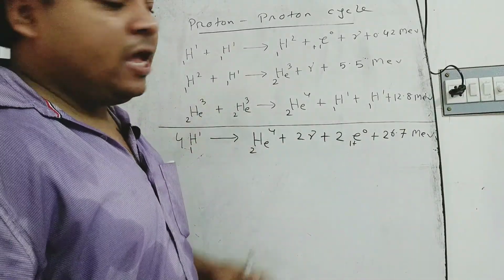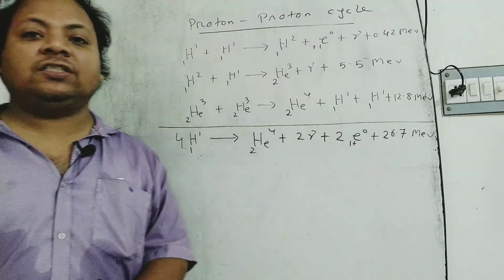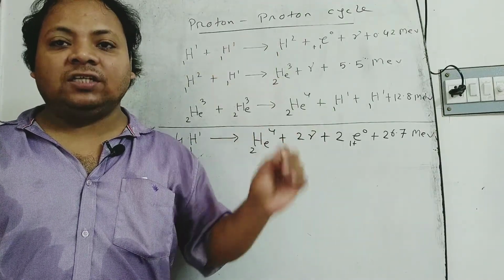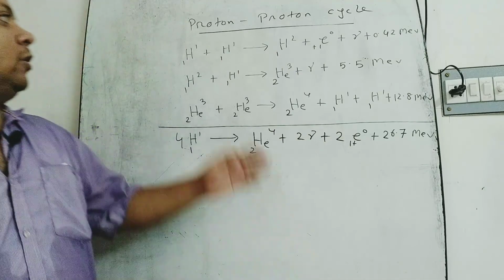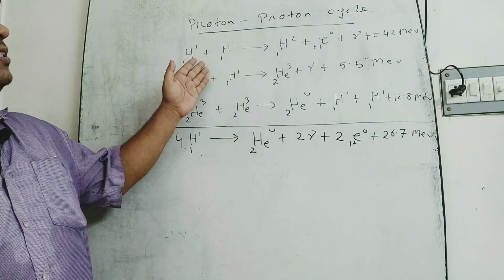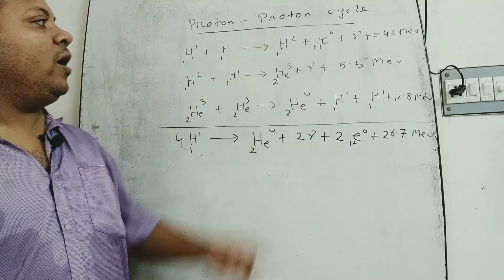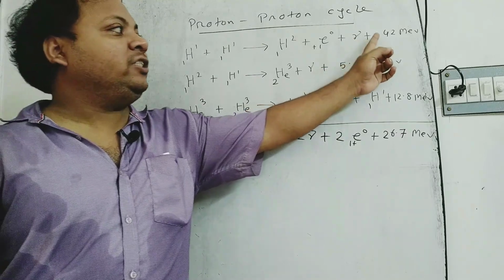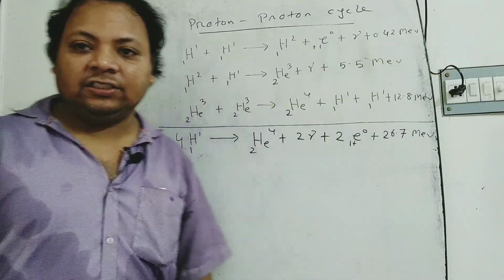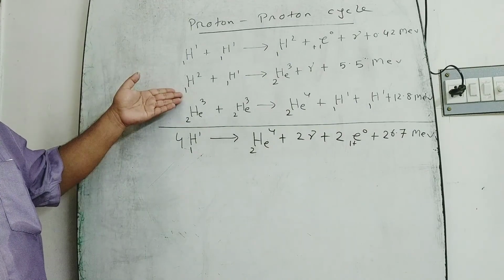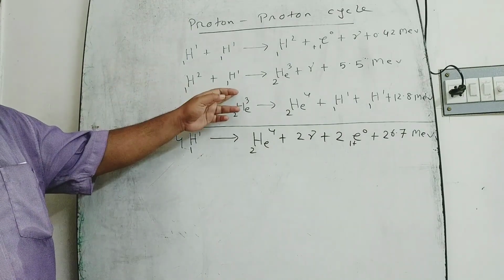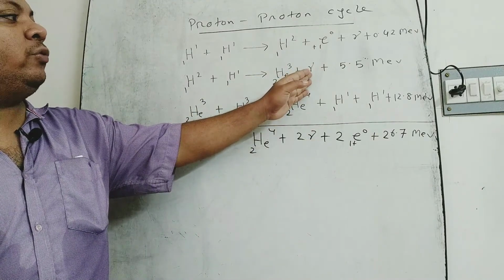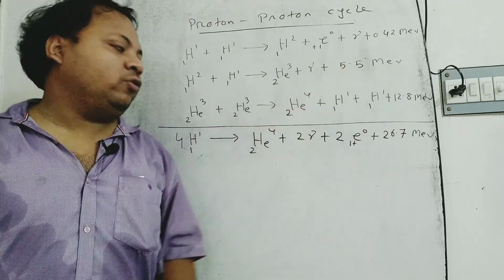Proton-proton cycle. Actually, this reaction occurs inside the sun. Here, 2 protium react and give us 1 deuterium, 1 positron, a neutrino and 0.42 mega electron volt energy. Next, 1 deuterium reacts with 1 protium and gives us a helium-3 nucleus, 1 neutrino and 5.5 mega electron volt energy.